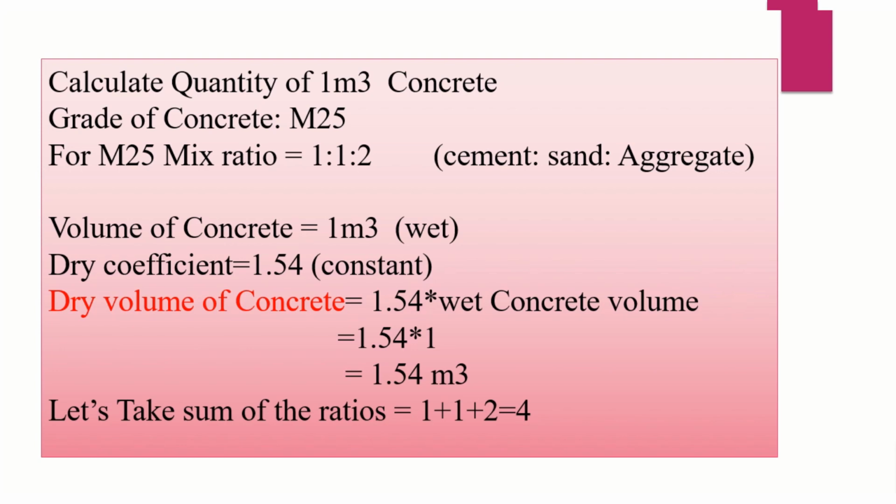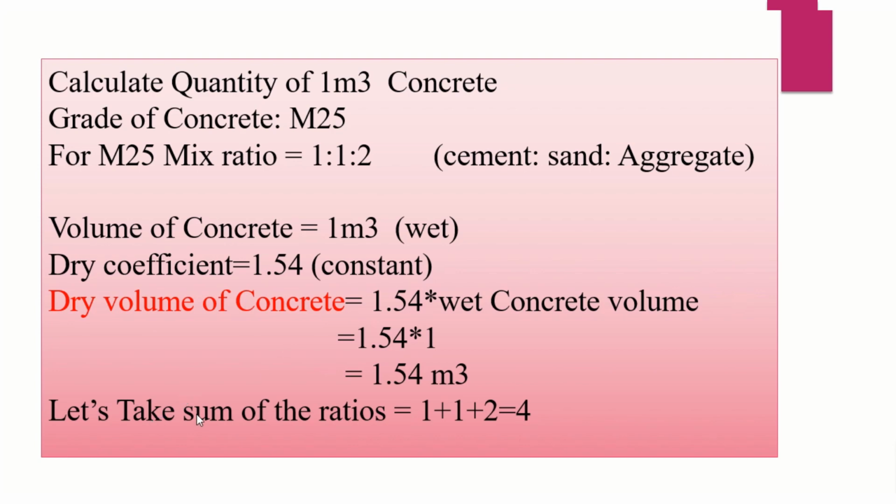It may be 10 meter cube, 20 meter cube, depending upon the quantity we are going to calculate, and accordingly we will be calculating quantity of cement, sand and aggregate. But in this case, I have taken only 1 meter cube, so we'll multiply 1.54 into 1, and we'll get 1.54 meter cube of dry volume of concrete.